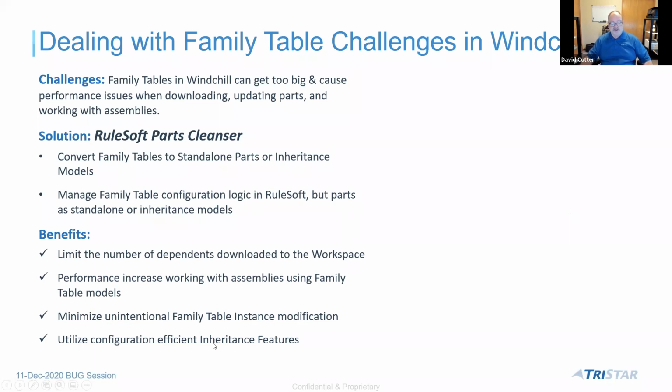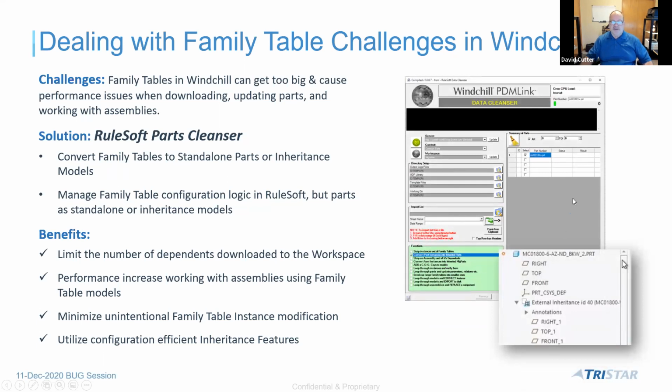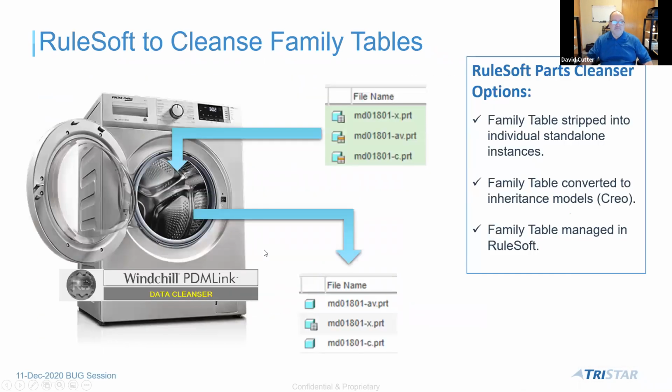And then you can utilize configuration-efficient inheritance for features. So you have an interface here that lets you handle taking a top and making it basically independent parts versus what's considered a family table. So the family table is stripped into individual instances. They can also be converted to inheritance models, but only with Creo. It won't do that with the other CAD tools. It will do the individual instances, but it won't do that part. And the table basically is managed in RuleSoft. It's handling all of that aspect.